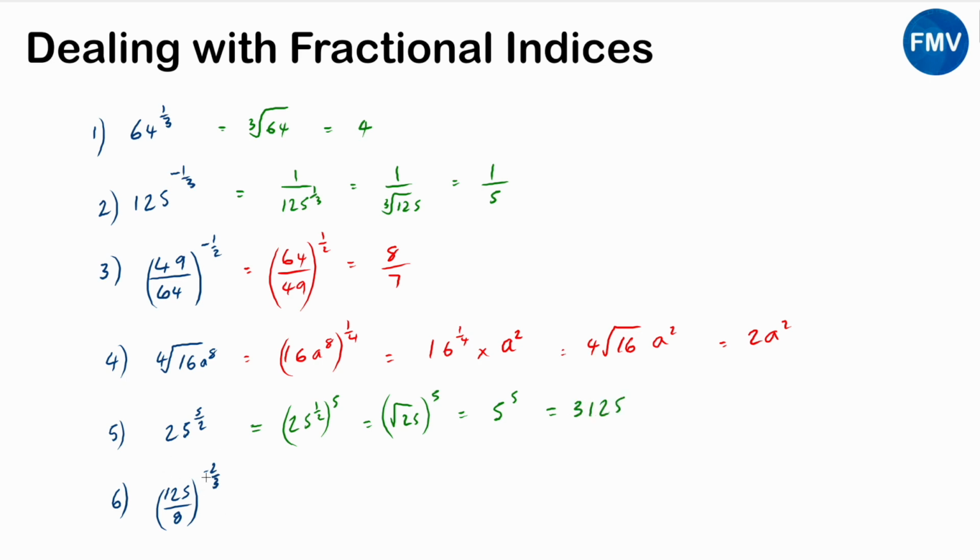Last question, recognise the negative, which means if we've got a fraction here, we can flip the fraction and just replace the negative with a positive. Again, this third here is the same as saying 1/3 multiplied by 2. So actually 1/3 is a cube root. So we've got the cube root of 8 and the cube root of 125 all raised to the power of 2. Cube root of 8 is 2. Cube root of 125 is 5. That now is 2 squared, which is 4, and then 5 squared, which is 25.